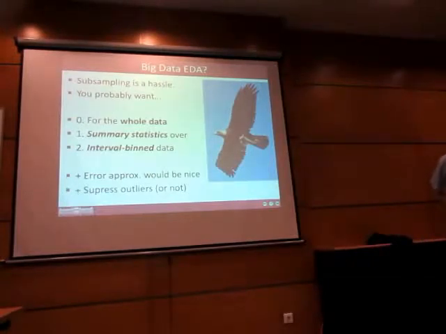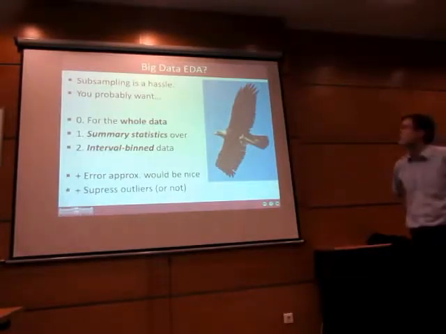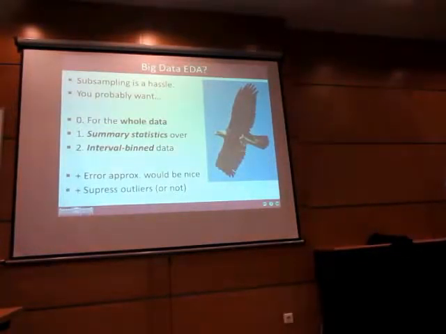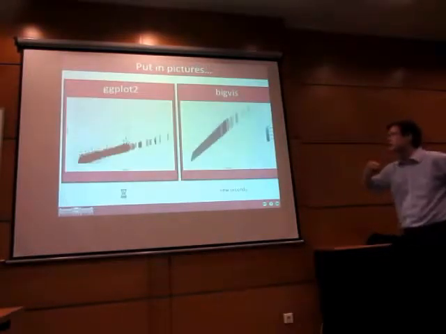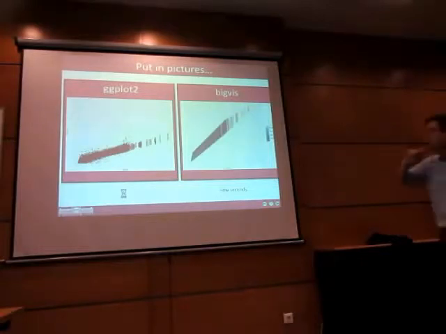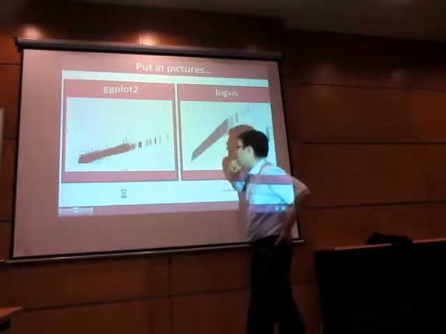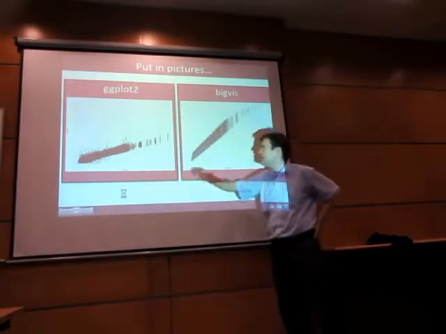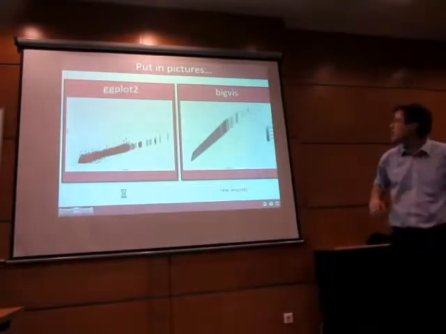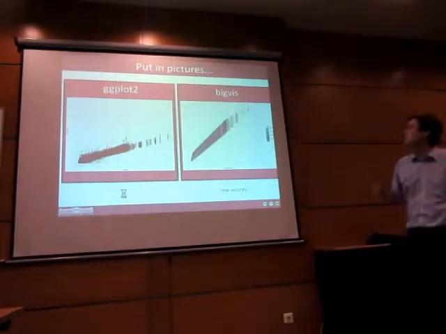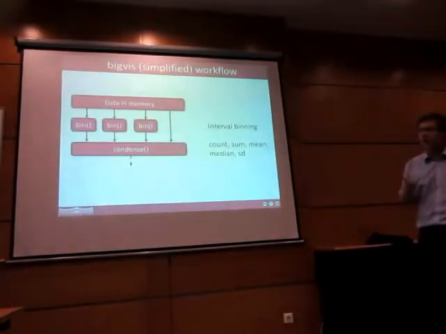Now, the basic tenet is that sampling is a hassle. It's not EDA really. You probably want to see the whole data, a bird's eye view, and summary statistics over interval binned data. Error approximation and suppression of outliers would be nice too. Practically, this means that while you can do scatter plots in ggplot, you have to wait and wait and wait, that's 10 minutes on my machine or so. With Bigvis, you can do the same in half a minute or even much less. What you pay for that is that you have a heat map.